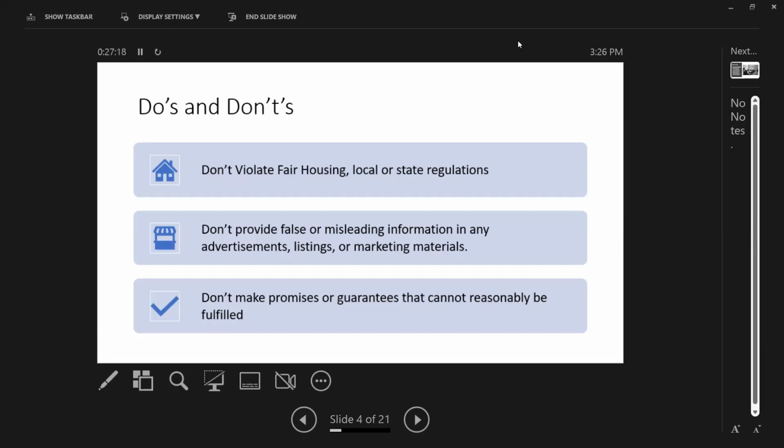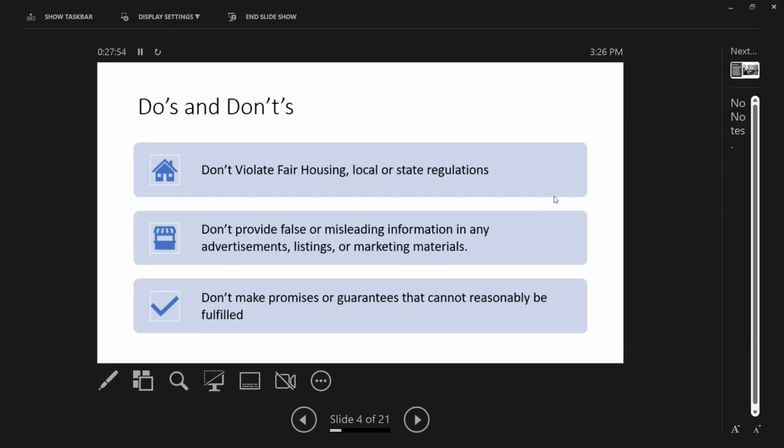All of our advertisements, all of our listings, all of our marketing materials, they should be as accurate as possible. We all, as realtors, we know that. And don't make promises or guarantees that cannot be reasonably fulfilled. In the property management world, there's a lot of moving parts, right? So every once in a while, stuff happens, right? But don't tell your owners, hey, we can have your property occupied in a week if you're not 100% sure. Stuff happens all the time.